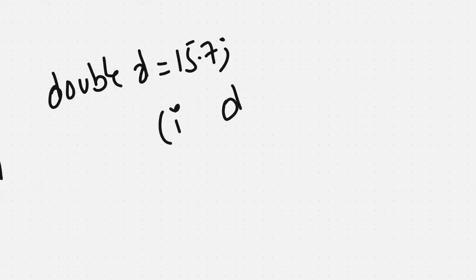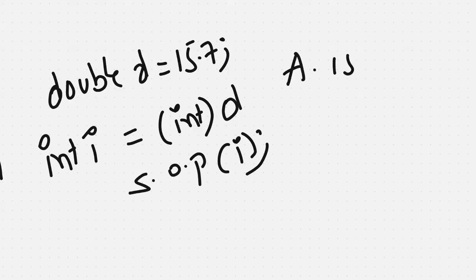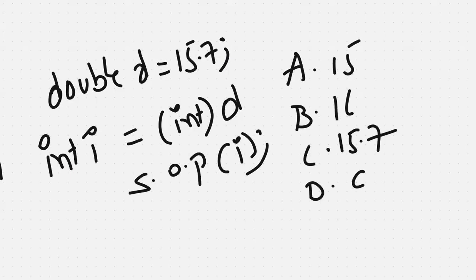Double d equal to 15.7. Okay, now I can convert: int i equal to int of d. System.out.println of i. So the options: A 15, B 16, C 15.7, and D compile time error.